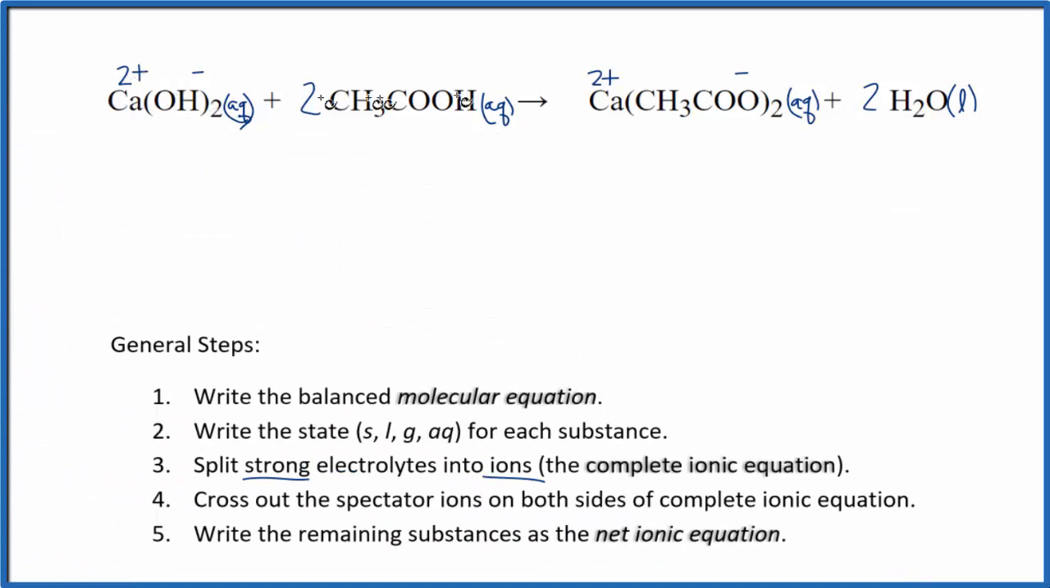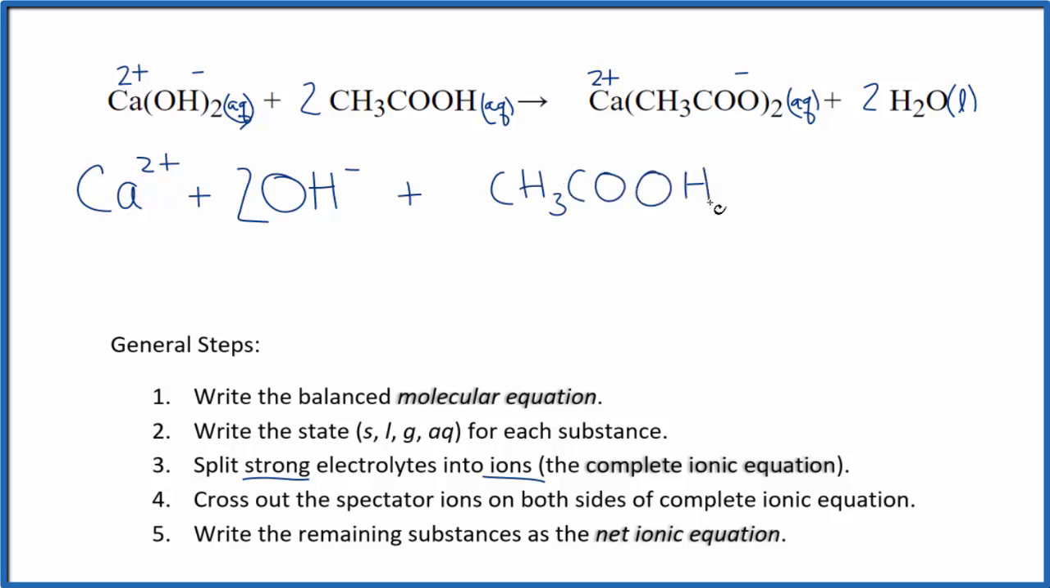So we have these ions listed and we have the states. Let's split up the strong electrolytes. We have Ca2+, that's the calcium ion. I'll write aqueous at the end. Then we have OH-, that's the hydroxide ion. And this subscript 2 means we have 2 of these. So we'll put a coefficient of 2 in front of that. Plus, we have the acetic acid here, which we said we're not going to break up, and we do have 2 of them, so we need to put that 2 there. These are the reactants.